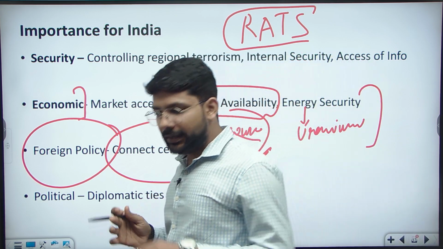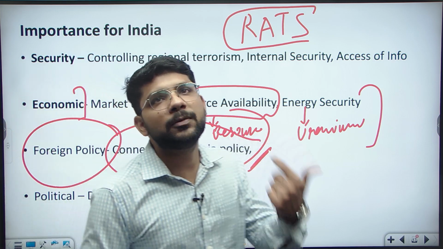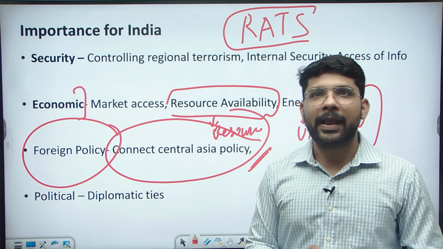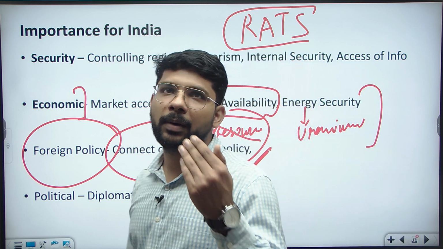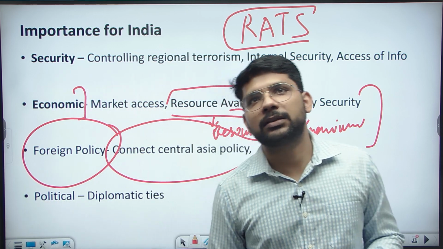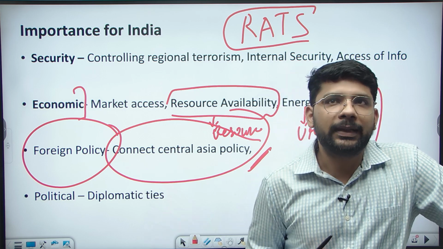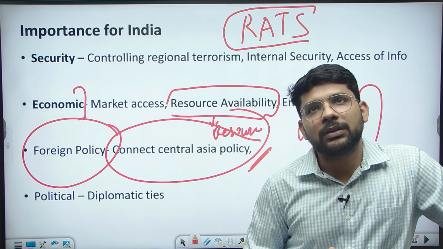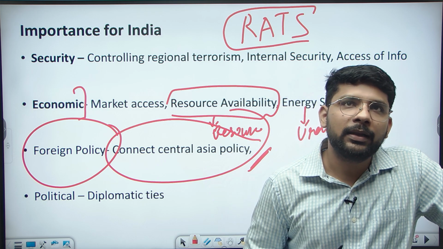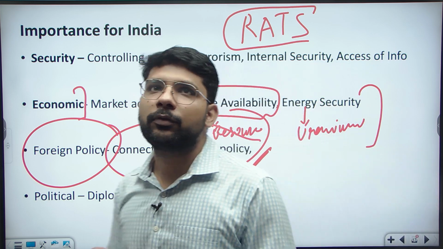Political ties: if India is a member of any regional organization, it increases political and diplomatic ties between the countries, like the members of the SCO: China, Pakistan, Russia, Kazakhstan, Kyrgyzstan, Tajikistan. So India improves its diplomatic ties with these countries. This is the importance of the SCO for India, and you can write this part in the importance section.